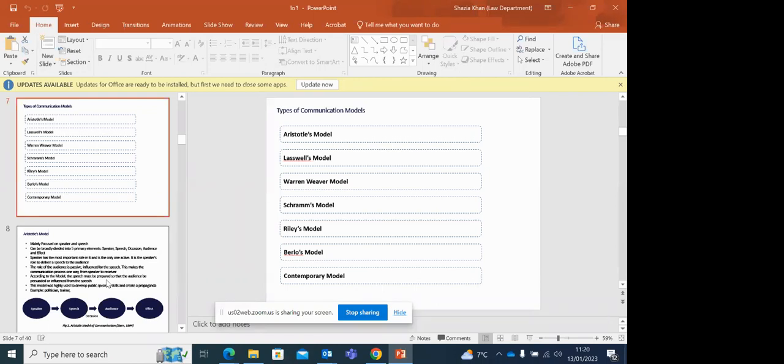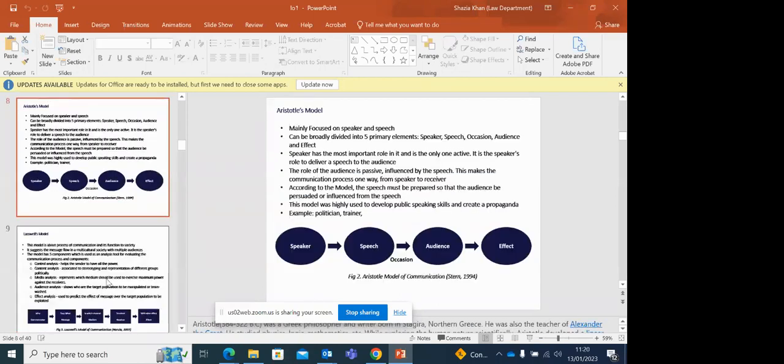These different types of communication models are academic. Academics have introduced these models, and we as individuals rely on them. Things like Aristotle's model, Lasswell's model, which we'll go through in more detail, Warren Weaver's model, Schramm's model, Riley's model, Berlo's model, and contemporary models. So these are things we rely on as individuals, because historically they may have helped us. It'll probably be something quite old that's come into place.